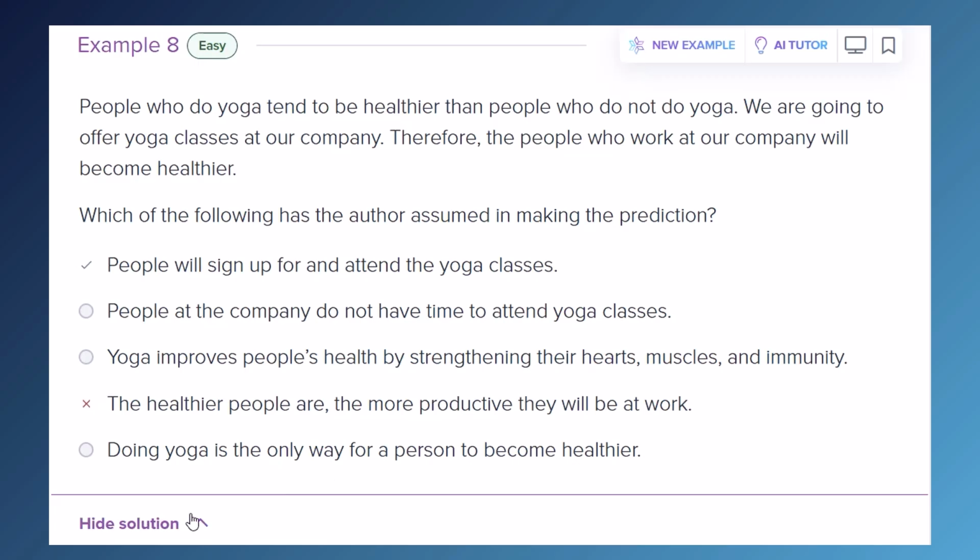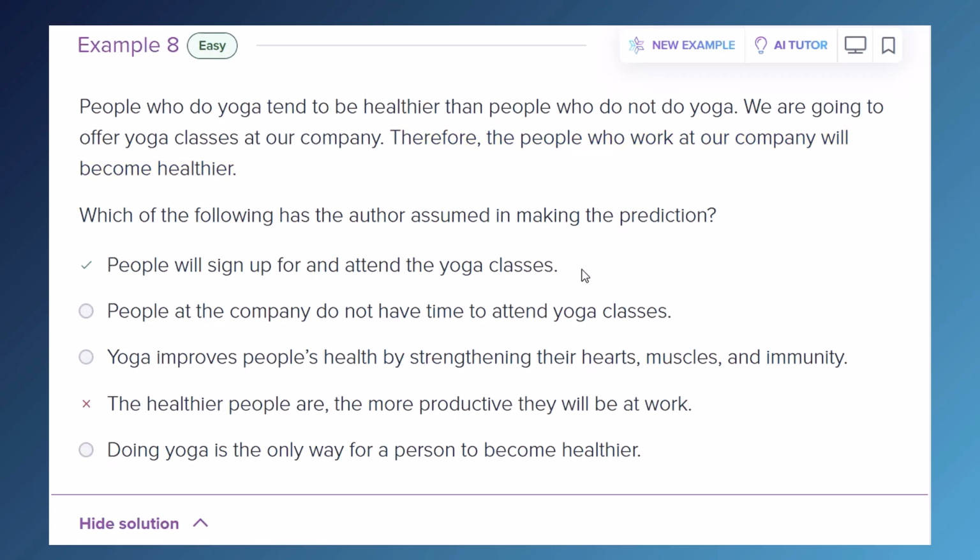Oh no, I am wrong. So, let's say I choose D because it sounds good. Who doesn't love a productivity boost? But D actually goes beyond the conclusion. This argument's conclusion is only about employee health. The productivity of employees is not relevant. So even if D is true, it doesn't matter for the argument's validity.